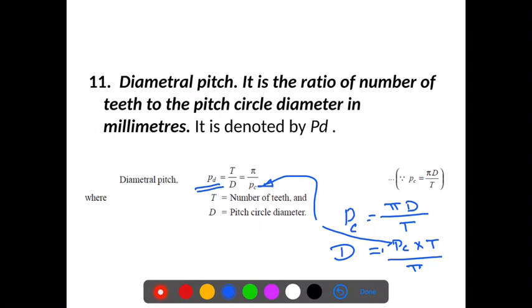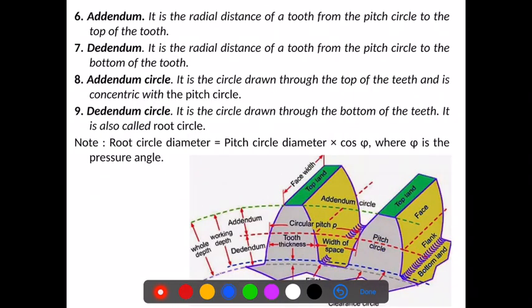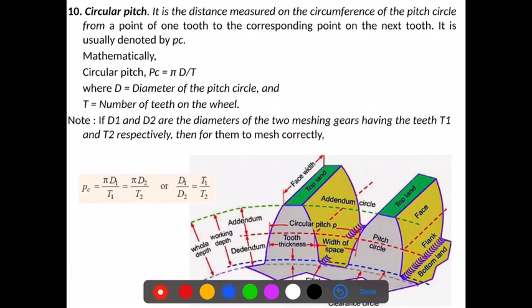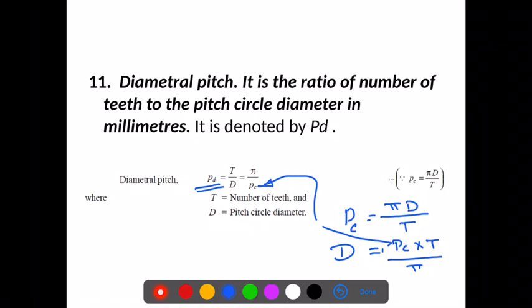where T is the number of teeth, D is the pitch circle diameter, and PC is the circular pitch. So diametral pitch is equal to pi by circular pitch, or we can say diametral pitch is equal to the total number of teeth divided by the pitch circle diameter.